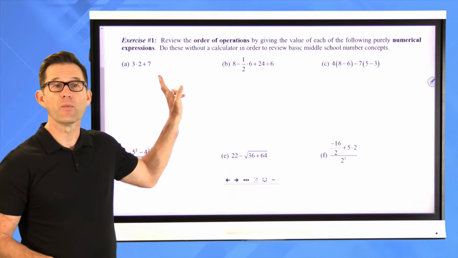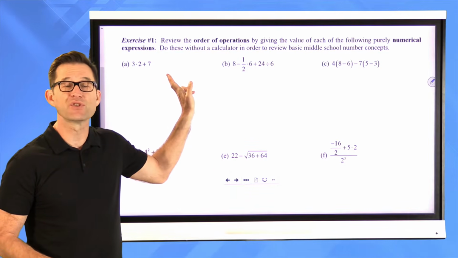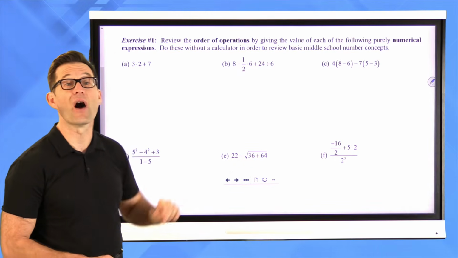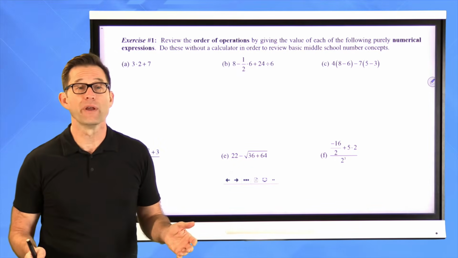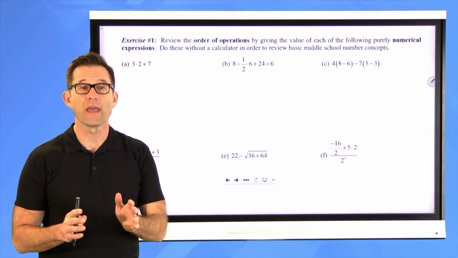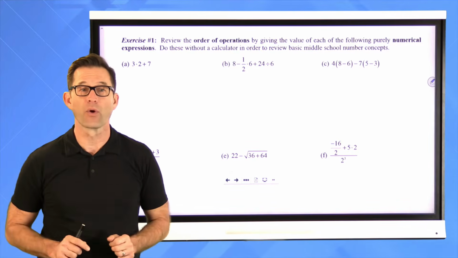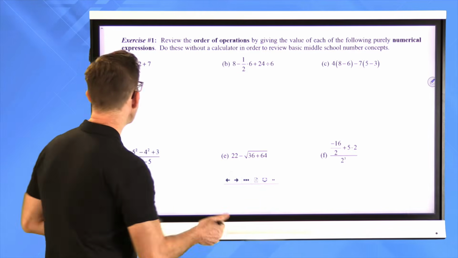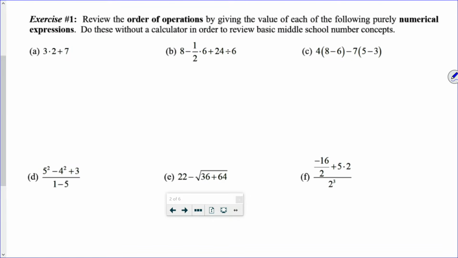In letter A, we have the expression 3 times 2 plus 7. And in this case, we're showing the multiplication with the little dot symbol. Now, our order of operations tells us that multiplication must come before addition. So in other words, I want to think about this and evaluate it by saying, well, the first thing I'm going to do is do 3 times 2, which is just 6. And then I'm going to evaluate 6 plus 7, and I'm going to get 13, right?